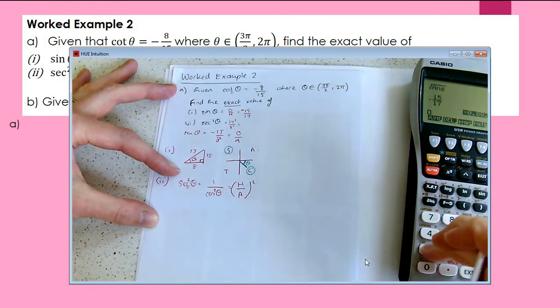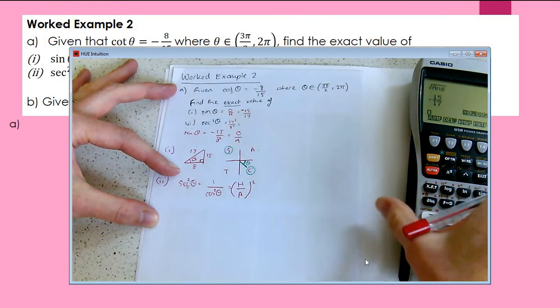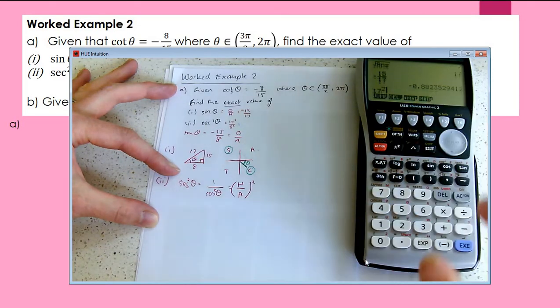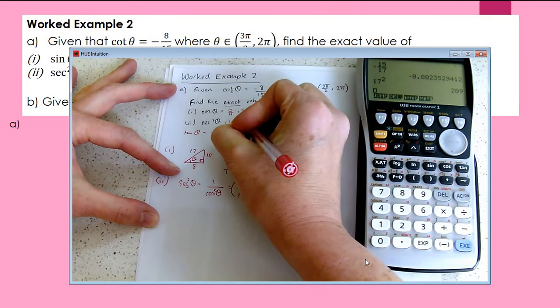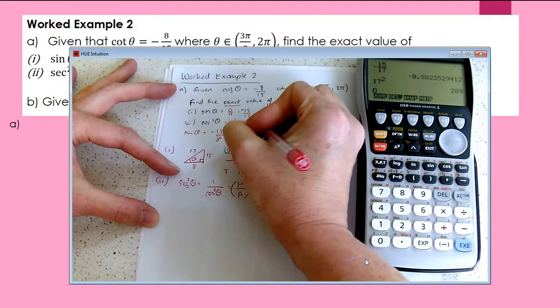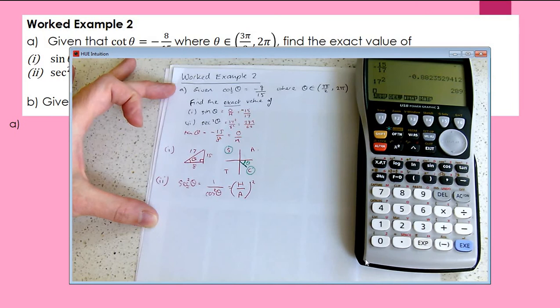So we've got 17 squared. Hopefully I can get my calculator to do that. 17 squared is 289, and I know that 8 squared is 64. Well done me. And there we've got our solution.